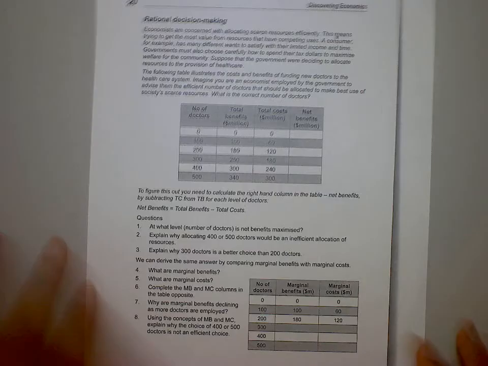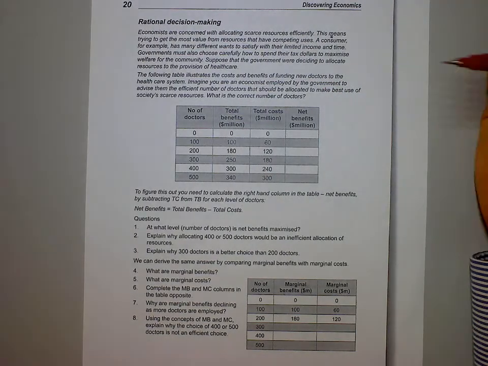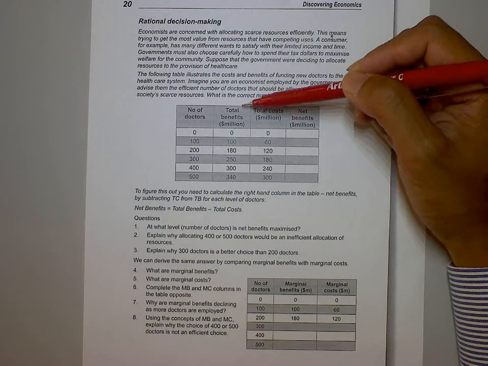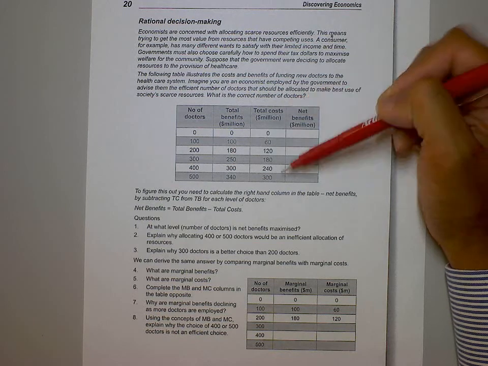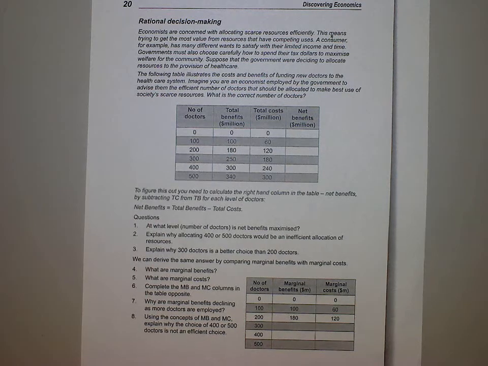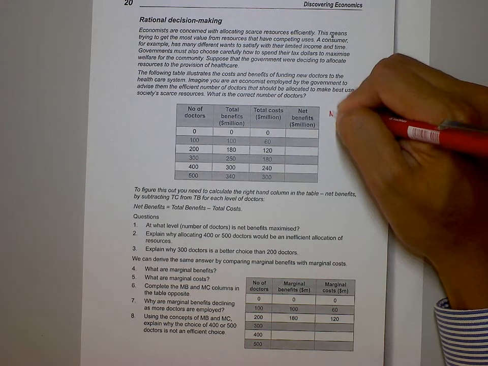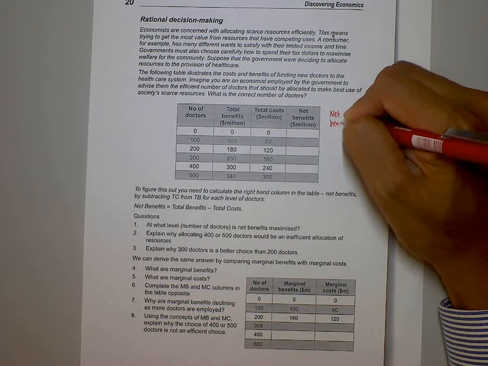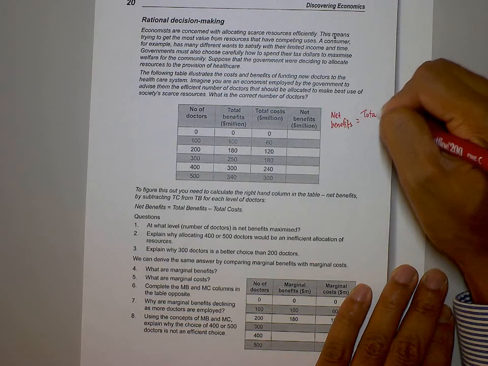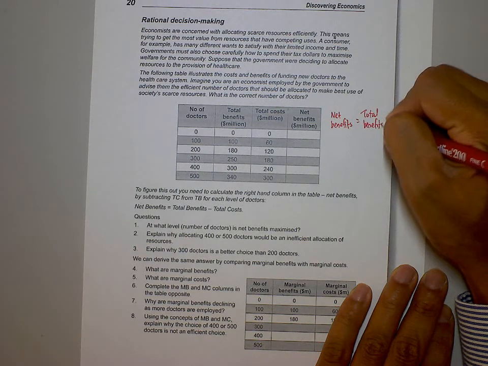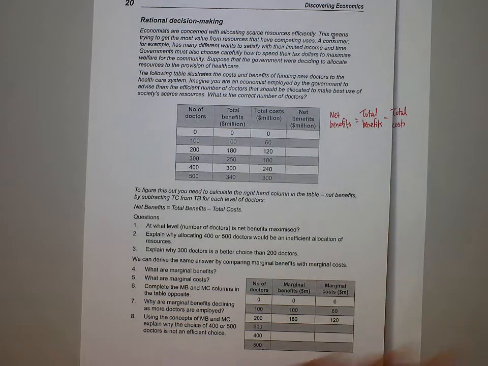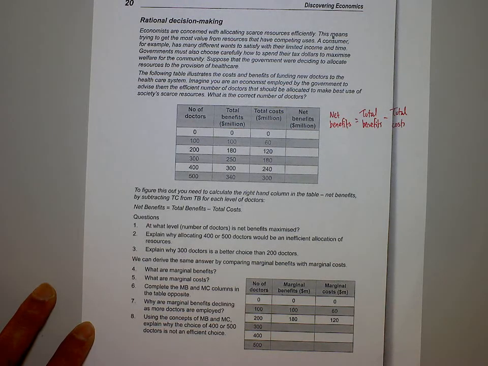Alright, first up, you've got a table which shows the number of doctors that an economy chooses to hire, the total benefits of those doctors, as well as the total costs of those doctors. There is an empty column on the right side which has net benefits. So remember, an equation that is very useful to know is net benefits is equal to total benefits take total cost. So that's the first equation that you need to know for today.